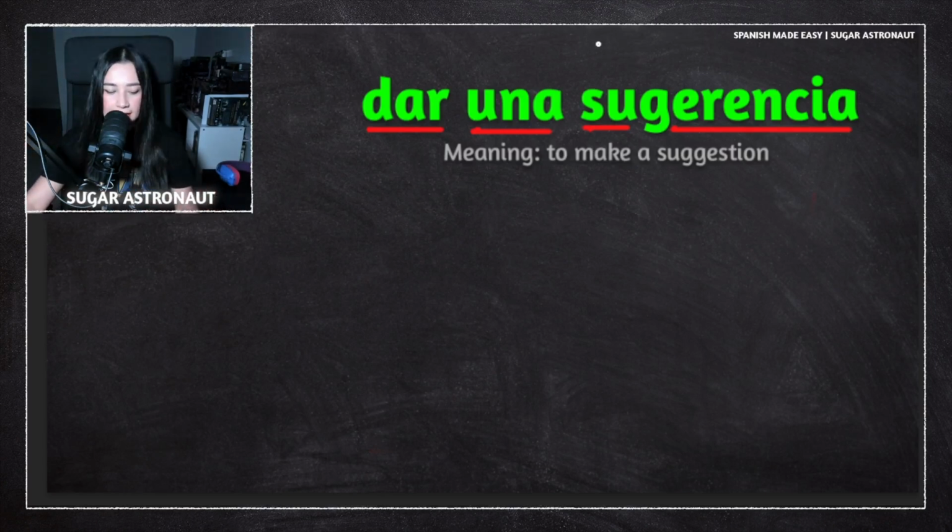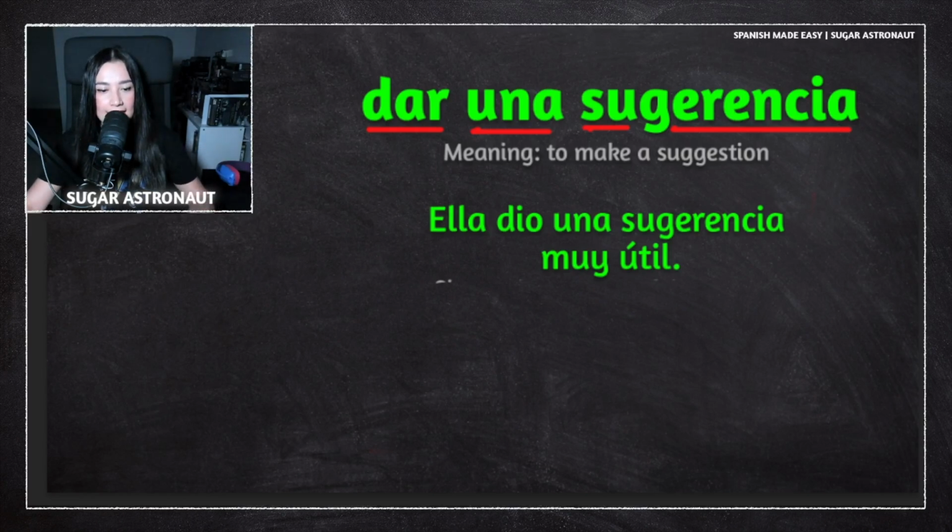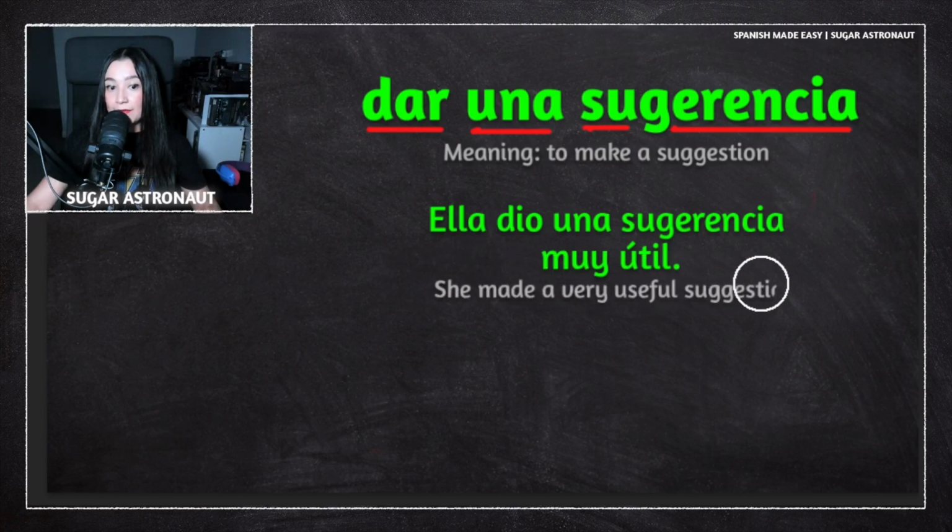So let's look at some examples using this phrase. Ella dio una sugerencia muy útil. This means she made a very useful suggestion. So let's break this down. Ella means she. Dio is this verb conjugated. Dio una sugerencia. That's the phrase we're learning right now. And that means made a suggestion.